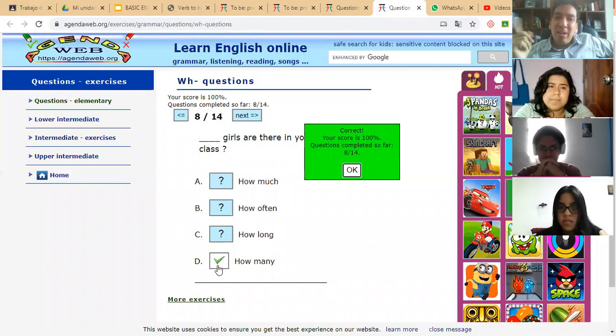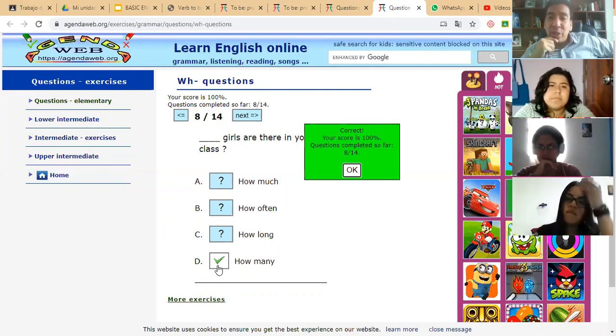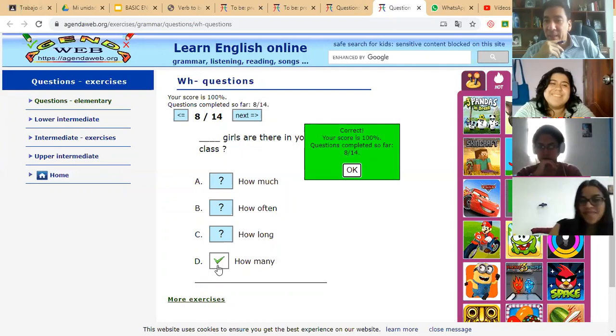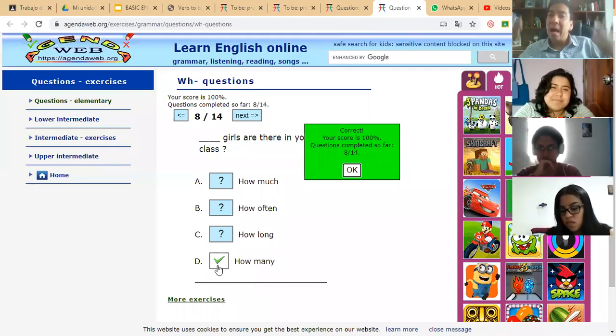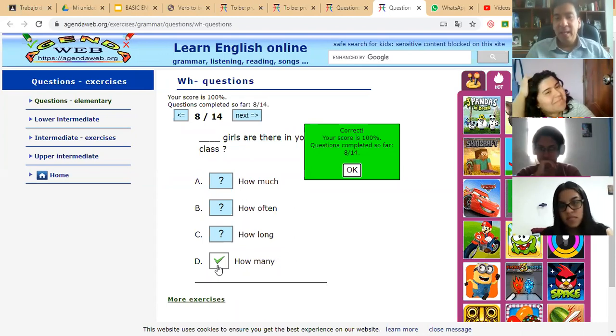But when we cannot count, cuando no podamos contar algo, ahí utilizamos how much. For example, can we count the stars? ¿Podemos contar las estrellas? No. Les voy a dejar de tarea que cuenten las estrellas para la próxima clase. We cannot count stars, ¿no? No podemos contar las estrellas. En ese caso utilizamos how much. So, how much stars are there in the sky? Le voy a dejar de tarea para la próxima semana que me traigan el número exacto de estrellas en el firmamento. All right, let's continue.